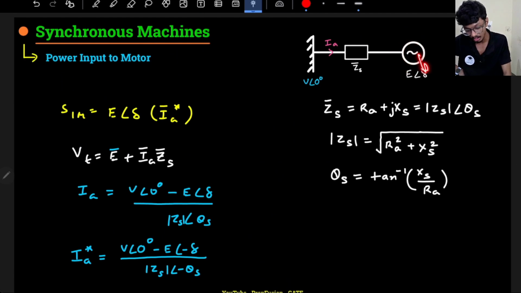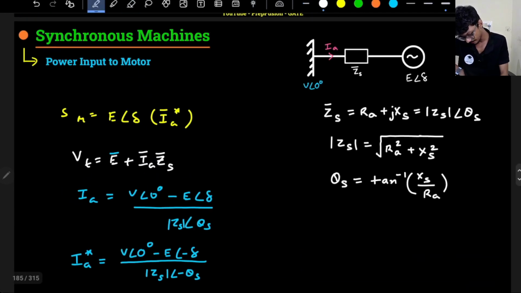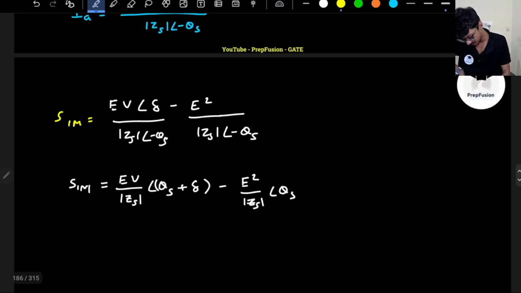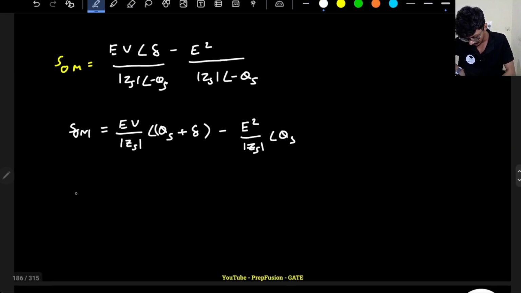So this is the apparent power at this point, which means it is the power output of the motor, and here I'm giving the power input from the terminals. Because the motor has an impedance Z_S, I have to observe how much power I am sending. So this was S_OM actually. I will derive the expression for S_OM as well. Let me keep it aside right now and first find out S_IM. That is more important.